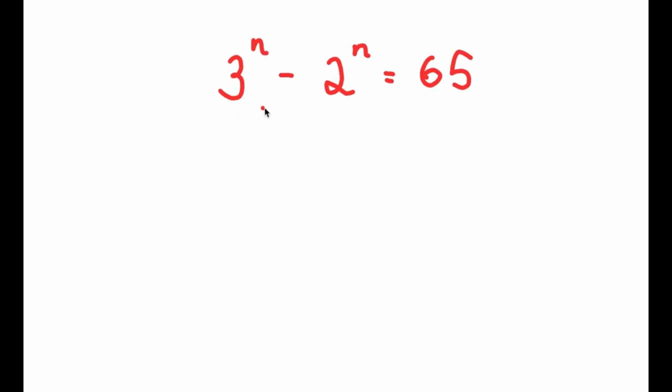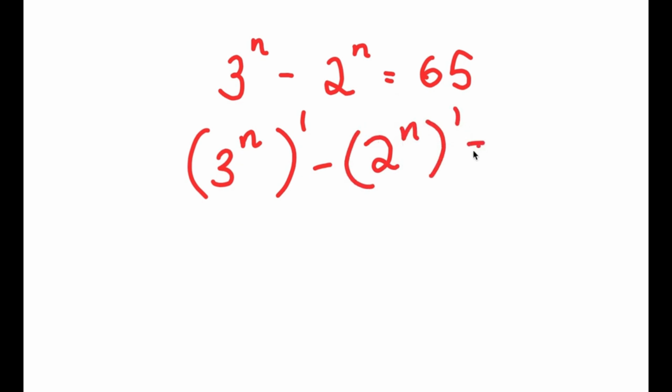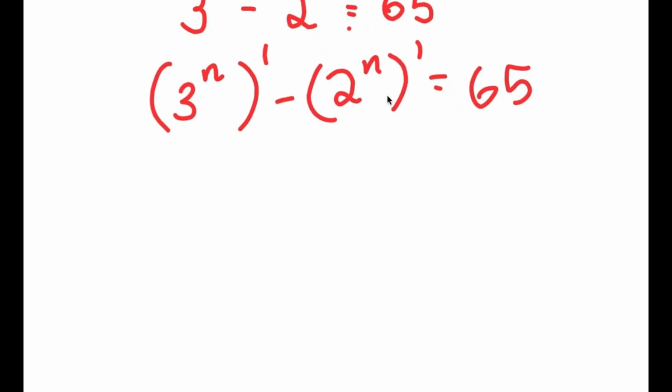Alright, so in this problem, I have 3 to the power of n minus 2 to the power of n is equal to 65. So to solve this, I'm going to first start by rewriting 3 to the power of n as (3 to the power of n) to the power of 1, and I have minus (2 to the power of n) to the power of 1 is equal to 65. And anything to the power of 1 is itself. So (3 to the power of n) to the power of 1 is simply 3 to the power of n.